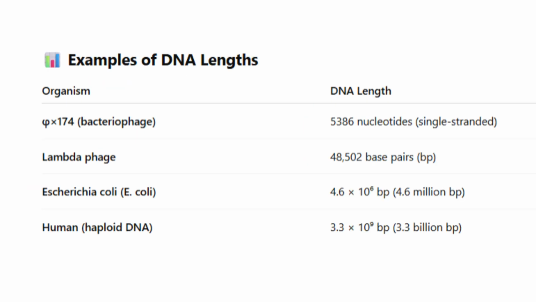Examples of DNA lengths. Organism, DNA length. Phi X 174 bacteriophage: 5,386 nucleotides, single-stranded. Lambda phage: 48,502 base pairs, BP. Escherichia coli, E. coli: 4.6 times 10^6 BP, 4.6 million BP. Human haploid DNA: 3.3 times 10^9 BP, 3.3 billion BP.